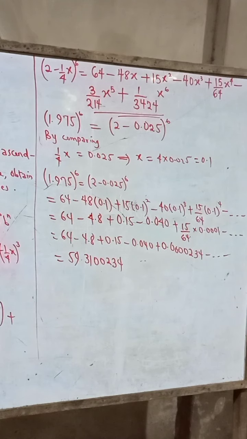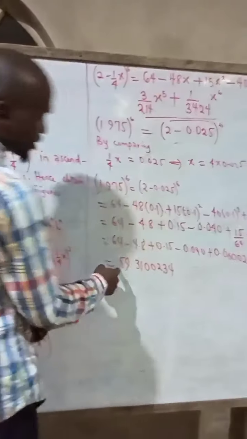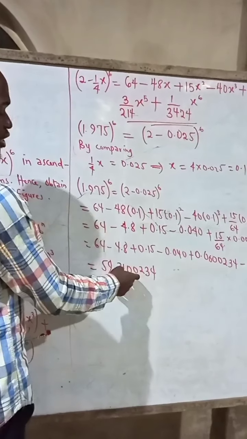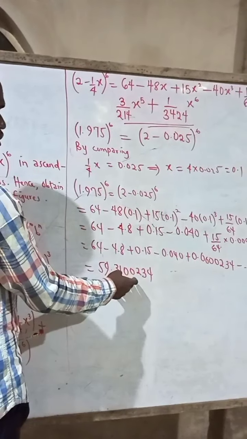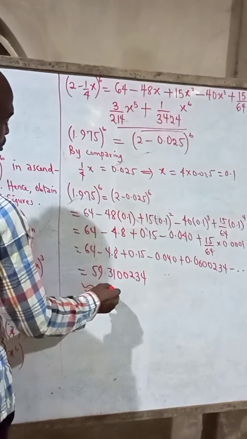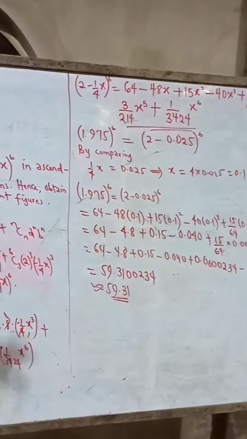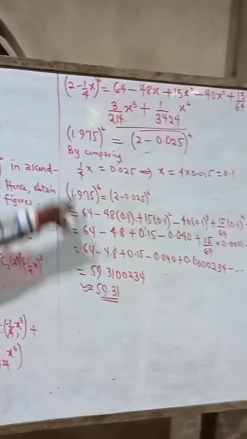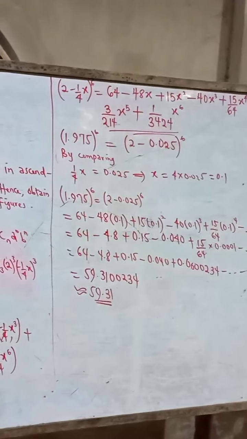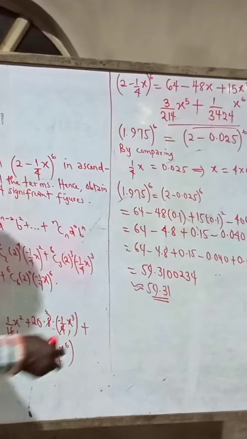Now we come back to our original question. The question says we should leave our answer correct to 4 significant figures. So this is the first significant figure, second, third, and fourth. We look at the next digit after it. See that 0, which will be rounded down. So that's 59.31. So that's approximately what 1.975 raised to power 6 is going to give us, 59.31. And if we use our calculator, we are going to get the same thing. So this is the end of the question. Done.